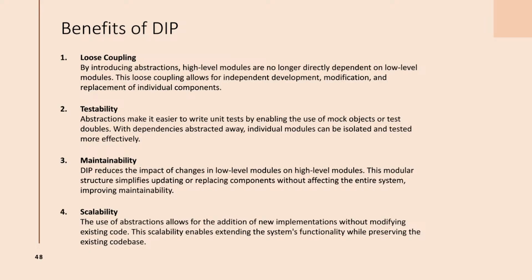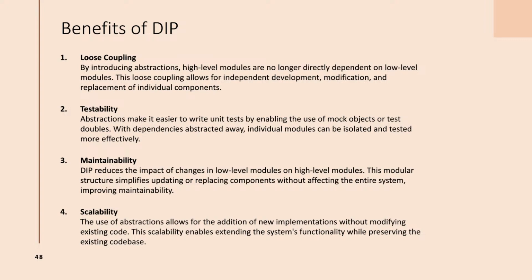Second is testability. When we use abstractions like interfaces, it becomes easy to test our code. We can use fake versions like mock objects to test one part at a time without depending on the real implementation. And third is maintainability. Since parts of the code are separate, it's easy to update or fix something without affecting the whole project. This makes maintaining the code simple and faster.